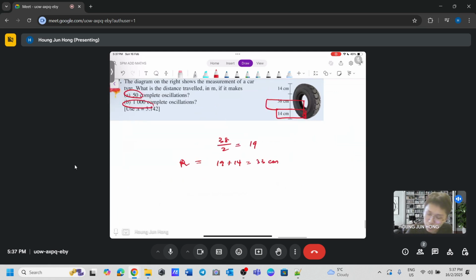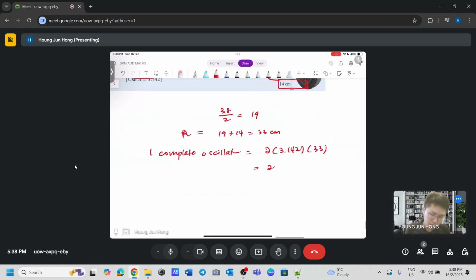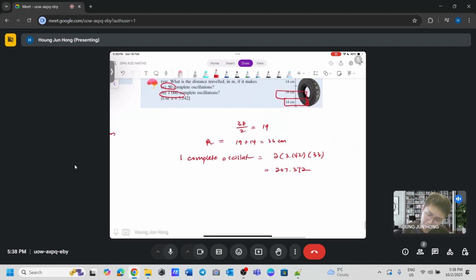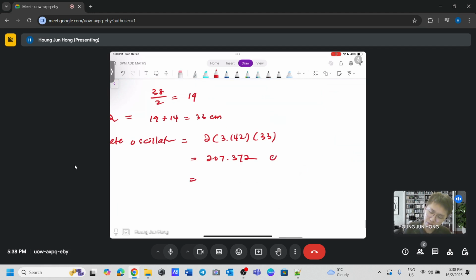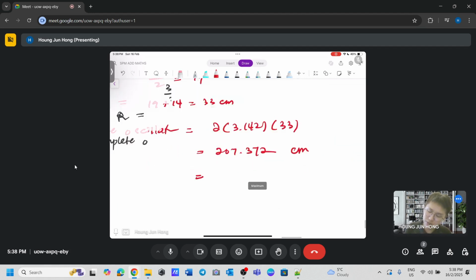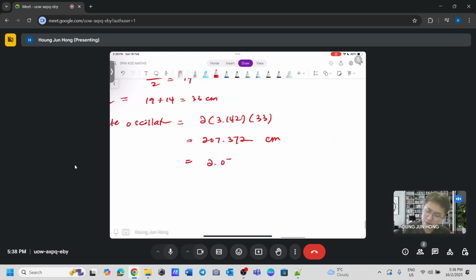Okay, and then what is one complete rotation? One complete rotation is basically typical 2 pi r. Nothing special, just 2 pi r. So 2 pi r, again pi is as given 3.142. Then you get this answer. Very simple. Now if you want to convert it, I will suggest you convert it to meter first, because the answer wants meter. So 2.0737 meter, 4 decimal places.